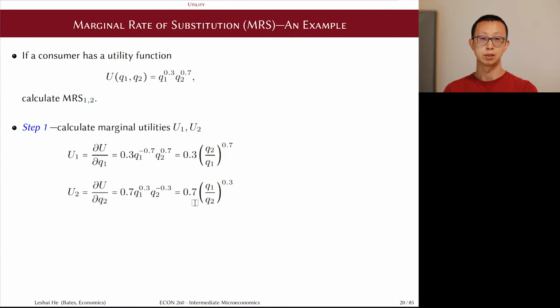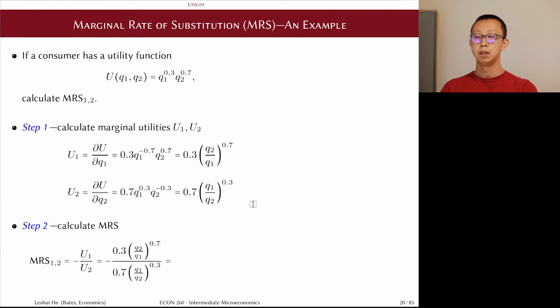And of course, the result is the power 0.7 comes down as a coefficient, and the power on Q2 drops by 1 down to minus 0.3. And then similarly, we can rewrite it into this ratio form between Q1 and Q2. Now, with the marginal products calculated, we can just plug them into our definition of marginal rate of substitution.